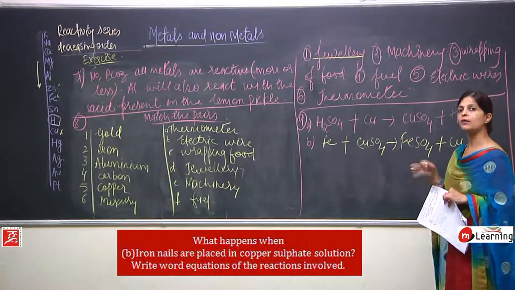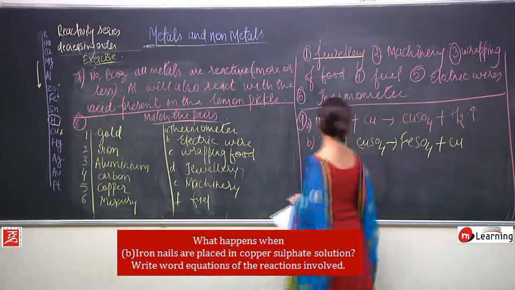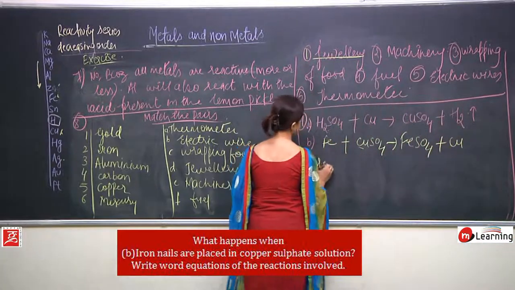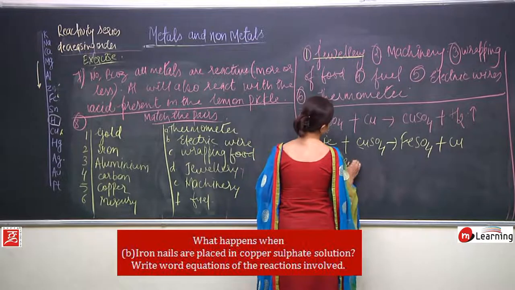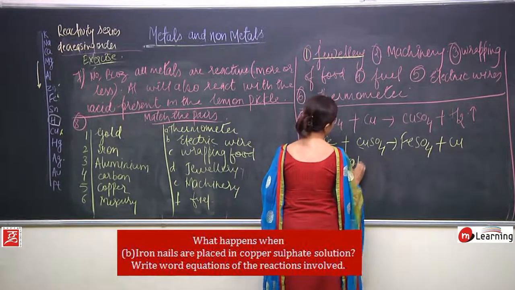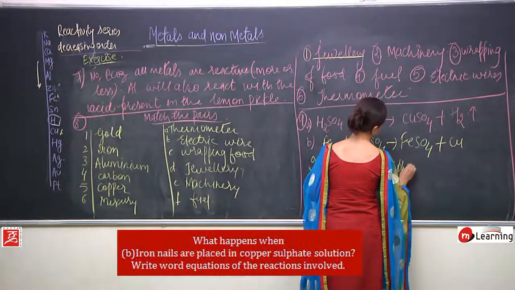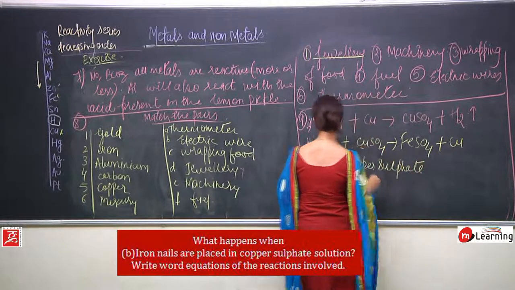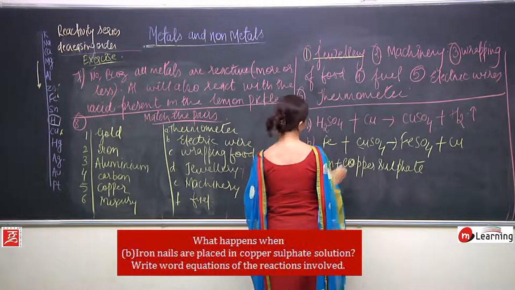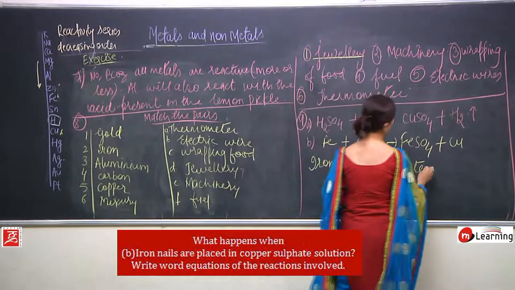Now I have written this equation, but it's quite easy for you. They have asked to write in word equation. So what will I write? I will write iron plus copper sulfate. Write here dilute also. What they have given? Copper sulfate dilute. Okay.